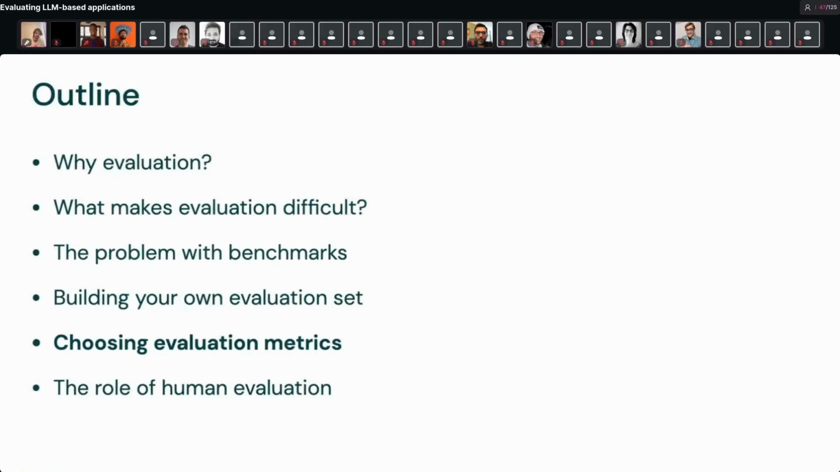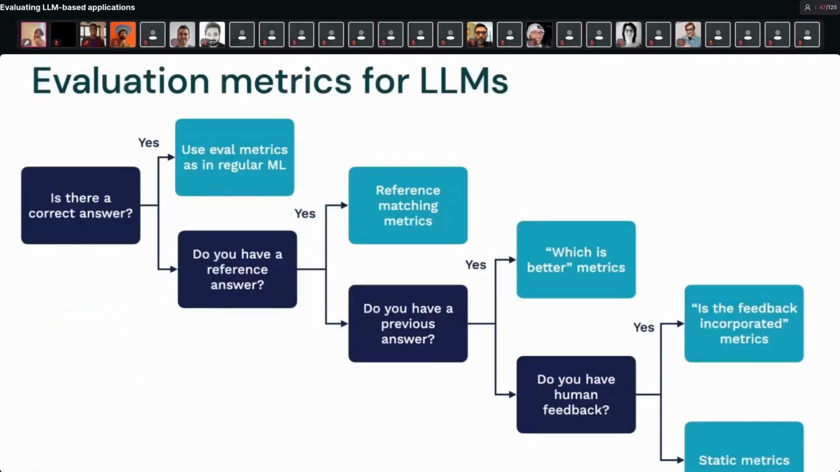So that's kind of the quick version of building your own evaluation set. Next thing I want to talk about is how you should think about picking metrics to run on that evaluation set. Here's a flow chart you can think through as you make this decision.